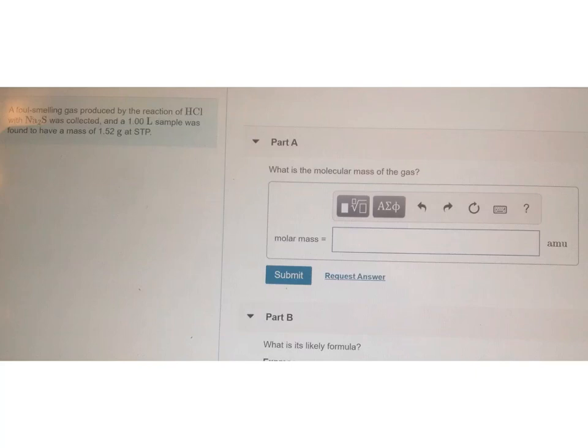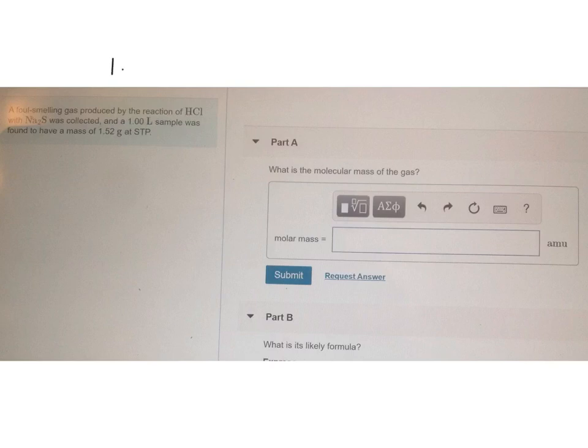Alright, let's take a quick look. A foul-smelling gas is produced by the reaction of hydrochloric acid with sodium sulfide, and a 1 liter sample was said to have a mass of 1.52 grams at STP.